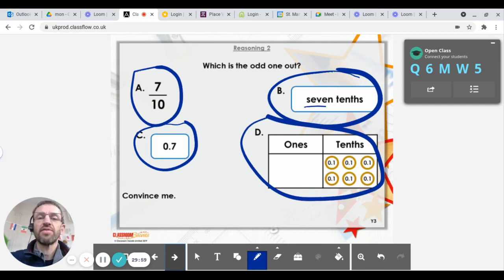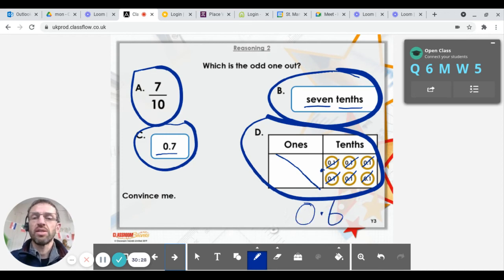B says 7/10. C says 0.7. And finally, D has a place value chart, and it's got no ones, there's nothing in there, and it's got some tenths. Let's count the tenths. There are 1, 2, 3, 4, 5, 6 tenths here. So in between the ones and the tenths, there's a decimal point. So actually D would be 0.6.